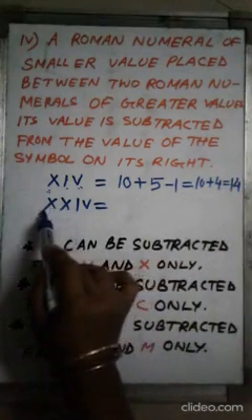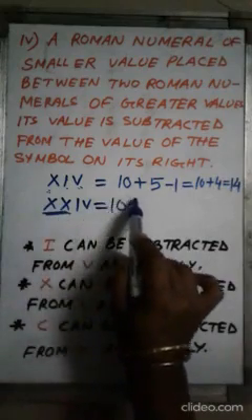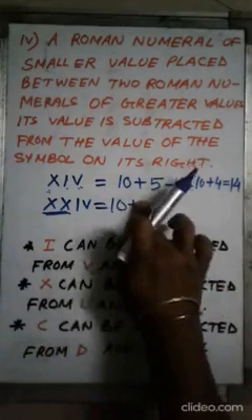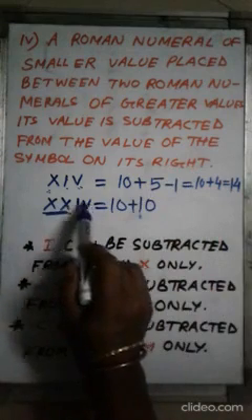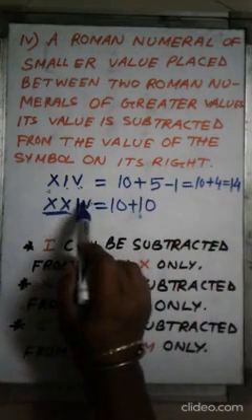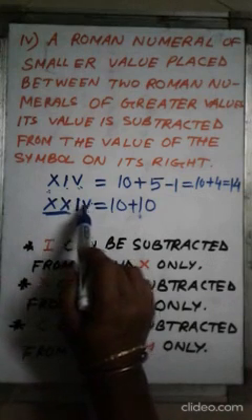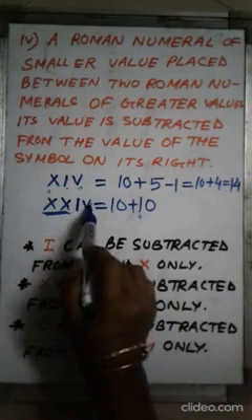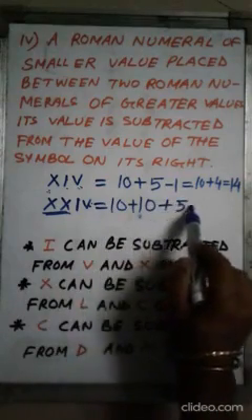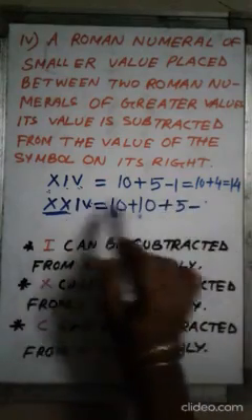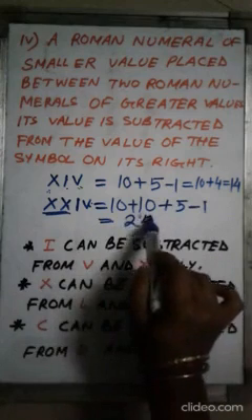For this also, this is repetition of the symbols. So 10 plus 10, then this between these two greater values, one is smaller, so we have to subtract this 1 from this 5. 10 plus 10 plus 5 minus this 1, which will be equal to 24.